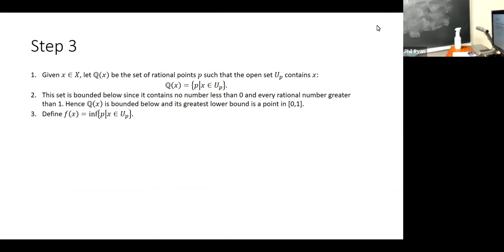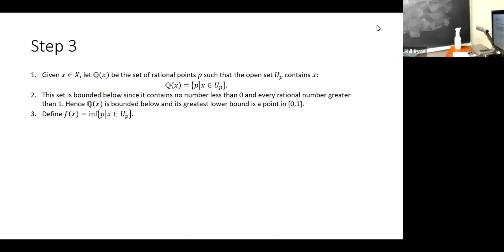Okay, so the set is bounded below because it contains no number less than 0. Because remember that the U_p where p was negative was the empty set. And it contains every rational number greater than 1. Again, because by our definition, if p is a rational number greater than 1, then U_p is the whole set X.